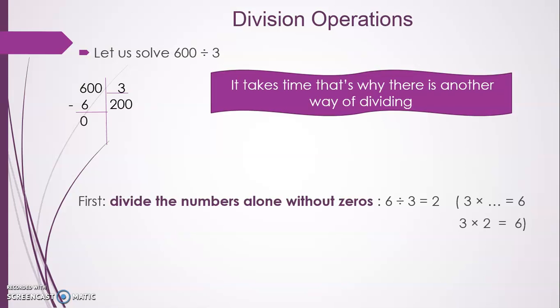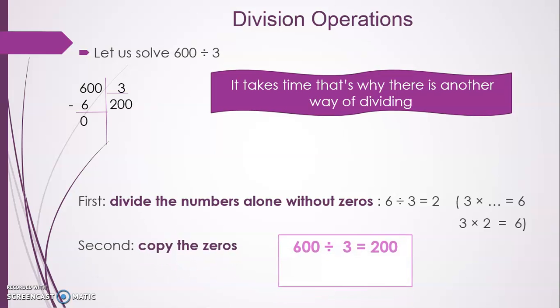First, divide the numbers alone without zeros. Means 6 divided by 3. Ask yourselves, 3 times what gives me 6? 3 times 2 is equal to 6. Then 6 divided by 3 is equal to 2. Second step, copy the zeros. How many zeros do I have to copy? I have 2 zeros to copy. Then the answer will be 200.